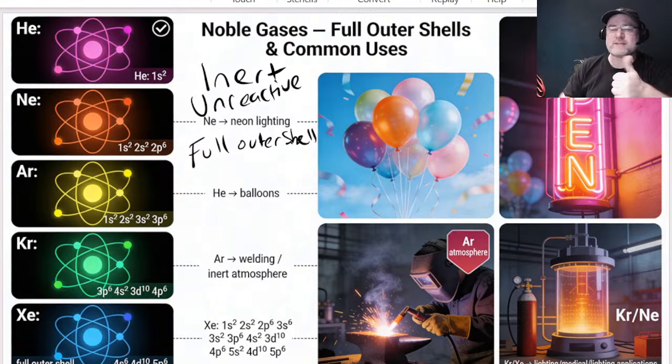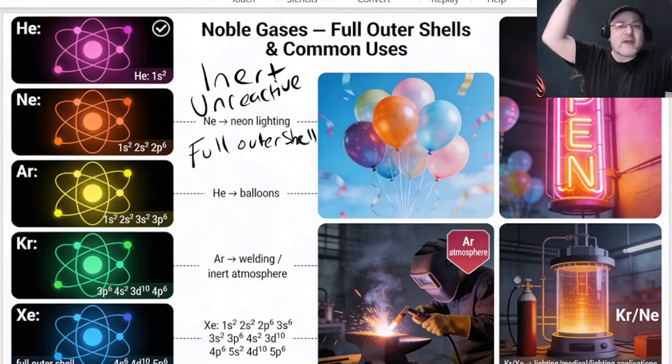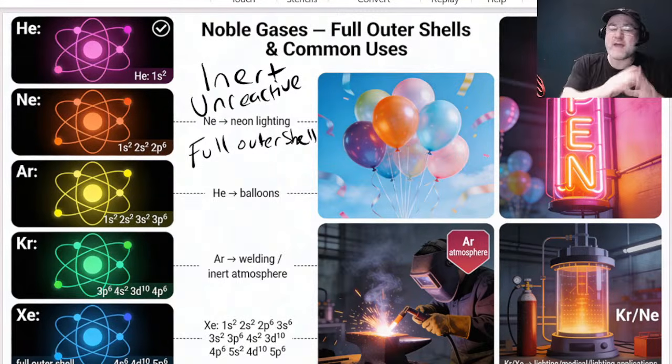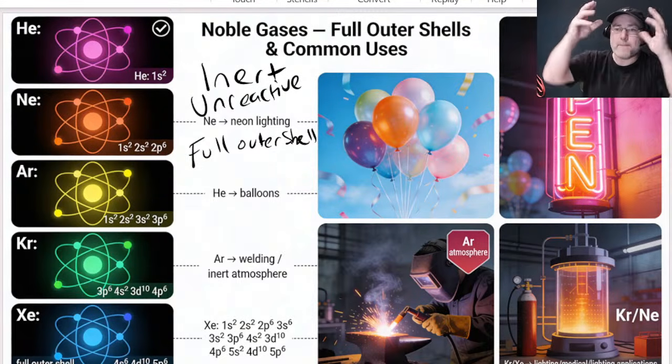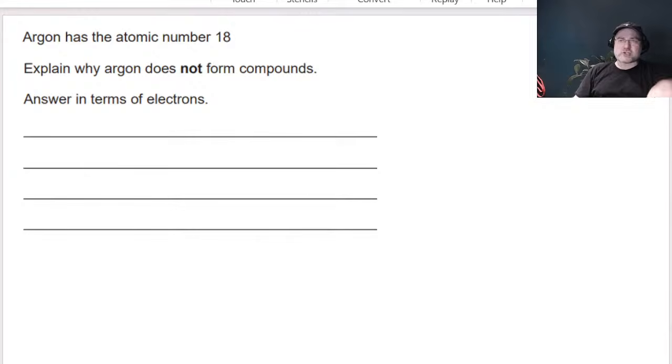The one other thing you need to know is that as you go down the group from helium to neon to argon to krypton to xenon, they are all gases, but they have increasing boiling points. Their boiling point increases because as we go down any non-metal group, the boiling points increase, because they get bigger and their intermolecular forces get stronger. Okay, see if you can answer that.